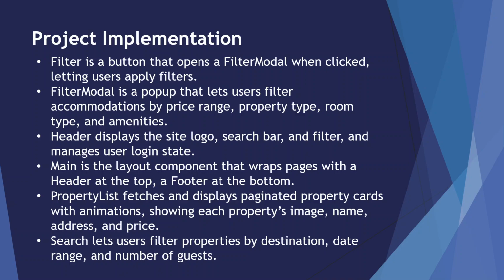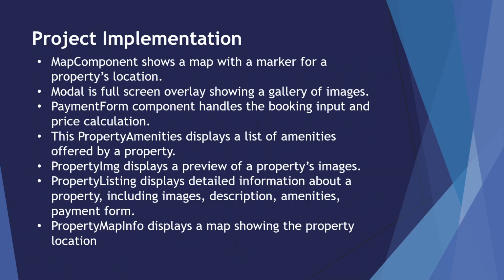Header displays the site logo, a search bar, the filter, and the login state of the user. Main is the layout component that wraps pages with a header at the top and footer at the bottom. Property list fetches and displays paginated property cards with animation, showing each property's image, name, address, price, map, etc. Search lets users filter properties by destination, date range, and number of guests. So basically, the search bar offers these many options that they can filter by.